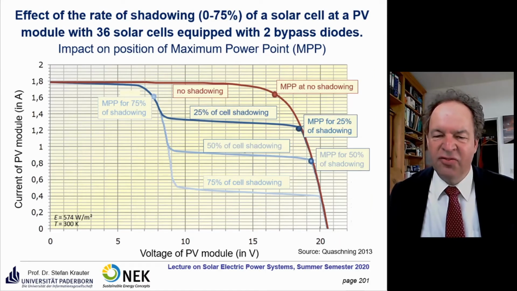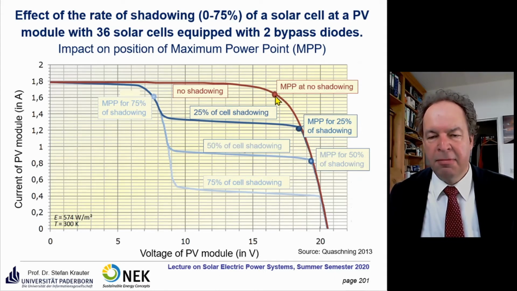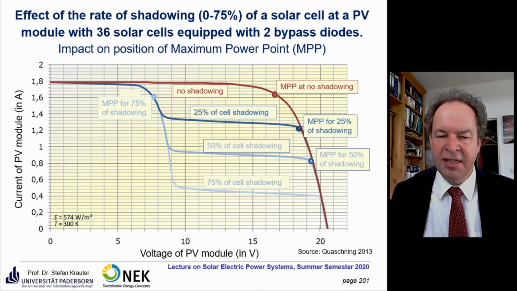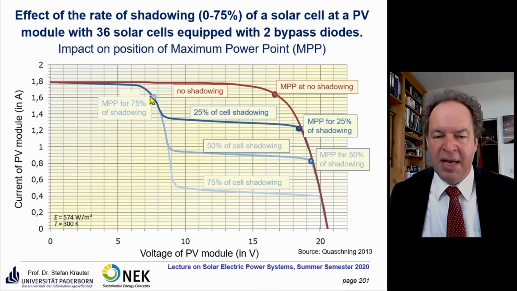It's a bit hard to find the maximum power point, so it's quite easy at the module without shading. So you just have here the maximum power point. So the voltage times the current is maximum. That means you have the maximum electrical power output here. But what happens if the module is shaded? We usually find 2 maxima.